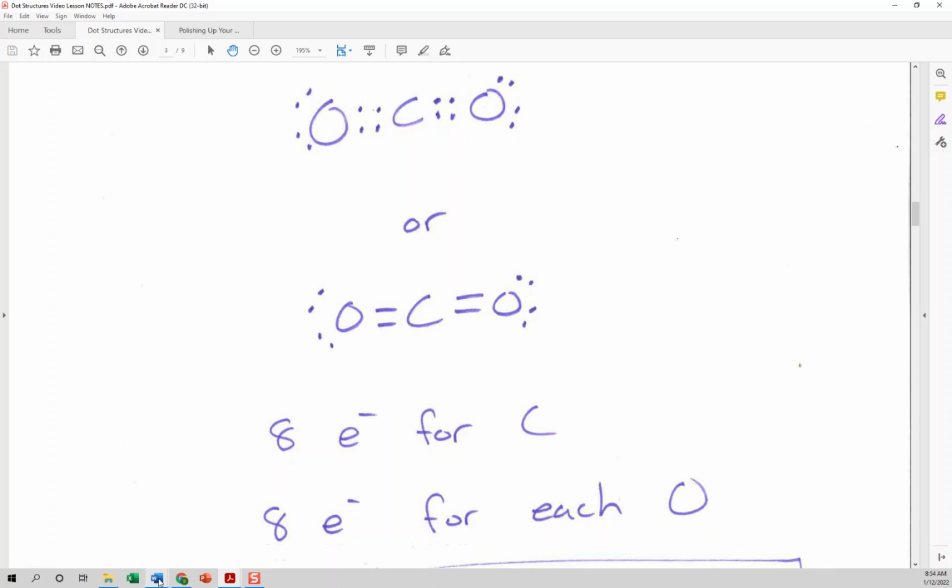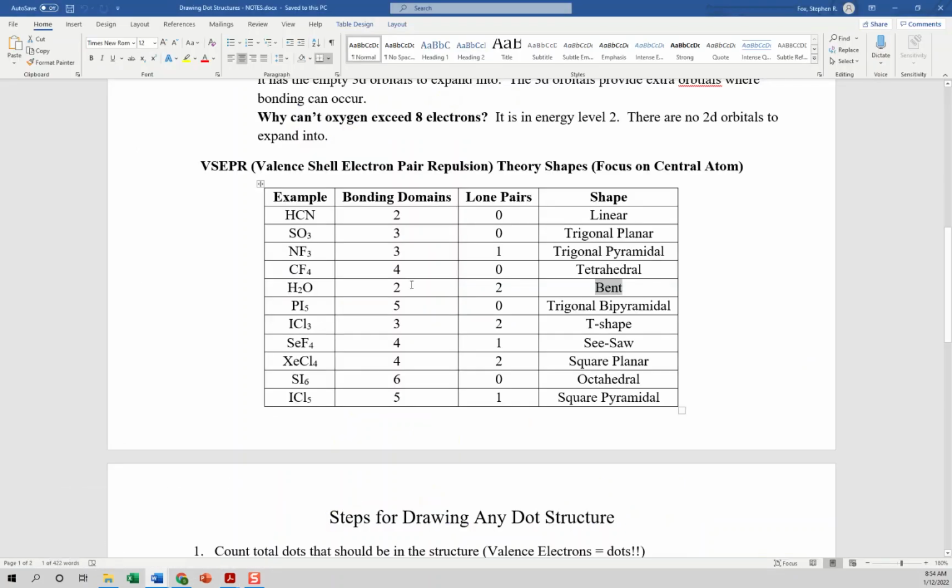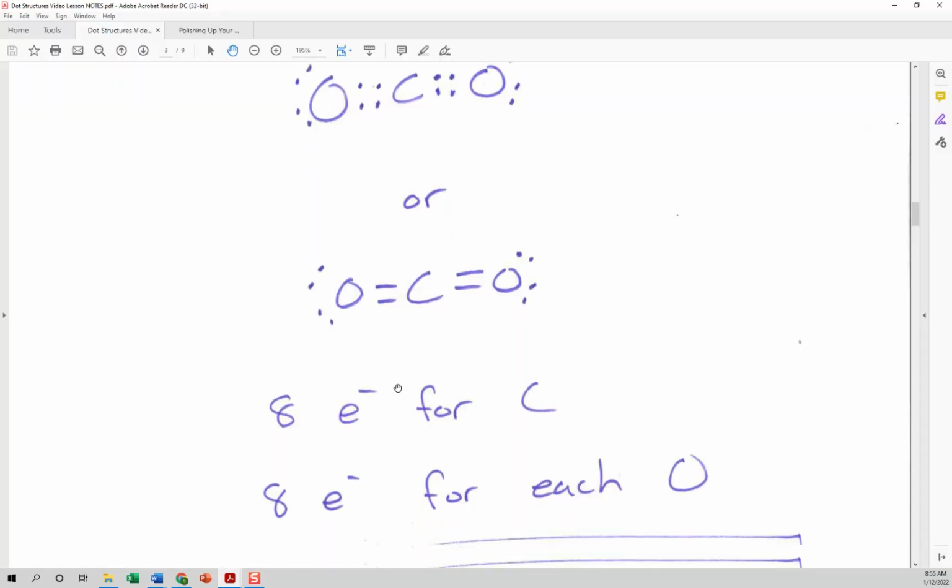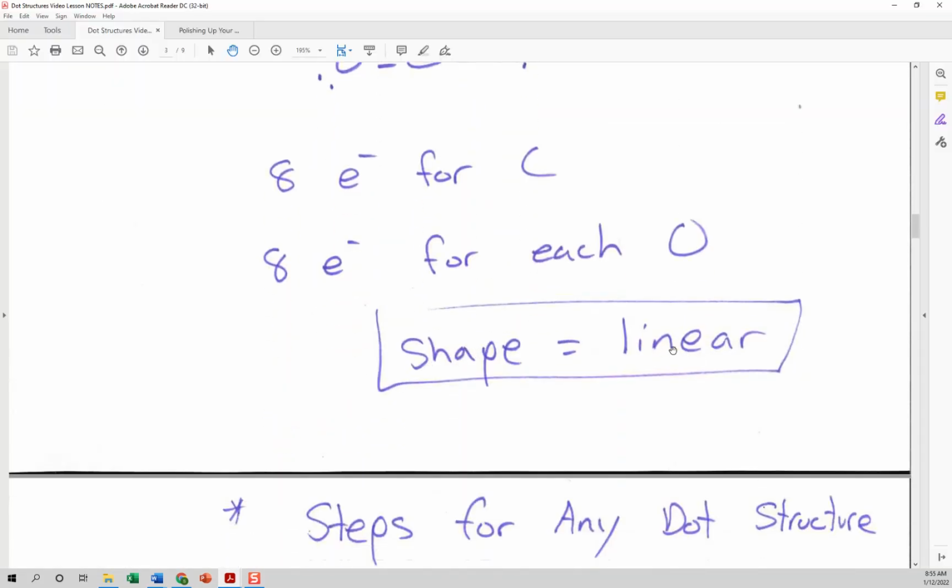So we go to our chart and we're looking for 2 bonds, 0 lone pairs: linear. Okay, so another example of a linear molecule is HCN, but we're not looking at that. Any molecule that has 2 bonding domains around the central atom and 0 lone pairs around the central atom is going to be considered linear. So if I asked you the shape of CO2 and you drew its dot structure, now we know the shape of that molecule is linear. Okay, all right. So that's how to do it.